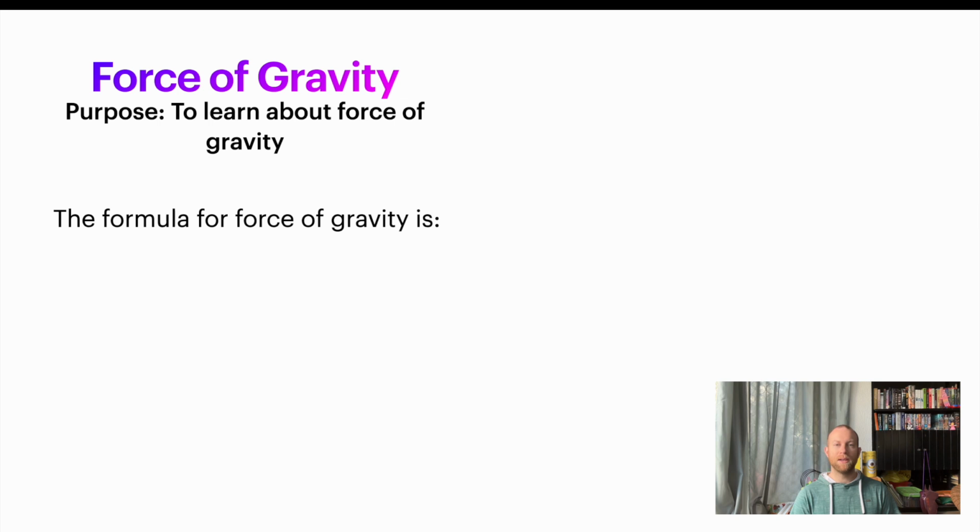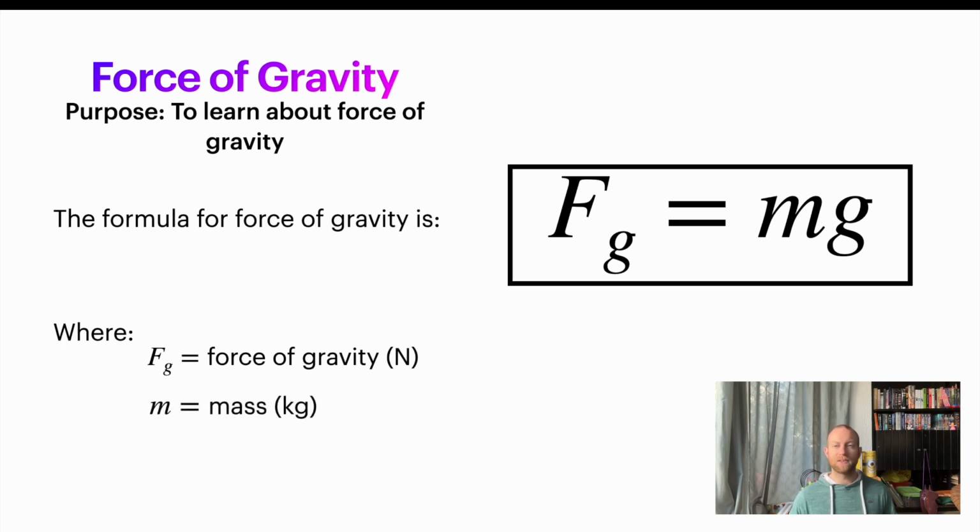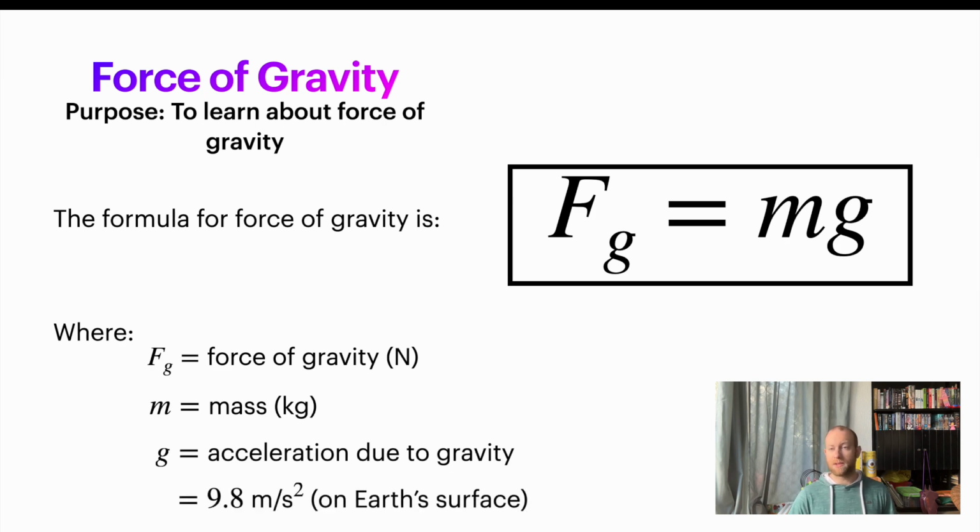So force of gravity, here's your equation for it. Fg, force of gravity, is mass times g. These are the definitions of these three things. Force of gravity, Fg, is measured in newtons. Your mass is in kilograms, you should know that one. g is what's called the acceleration due to gravity, and on Earth, it's 9.8. You know this value already from kinematics.